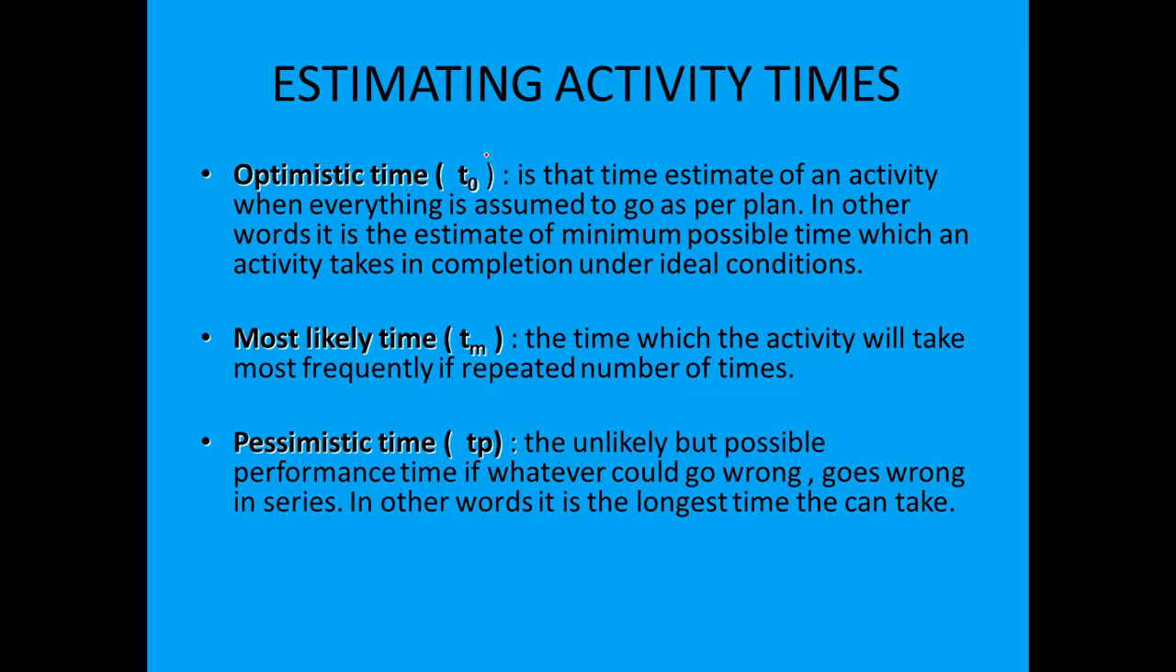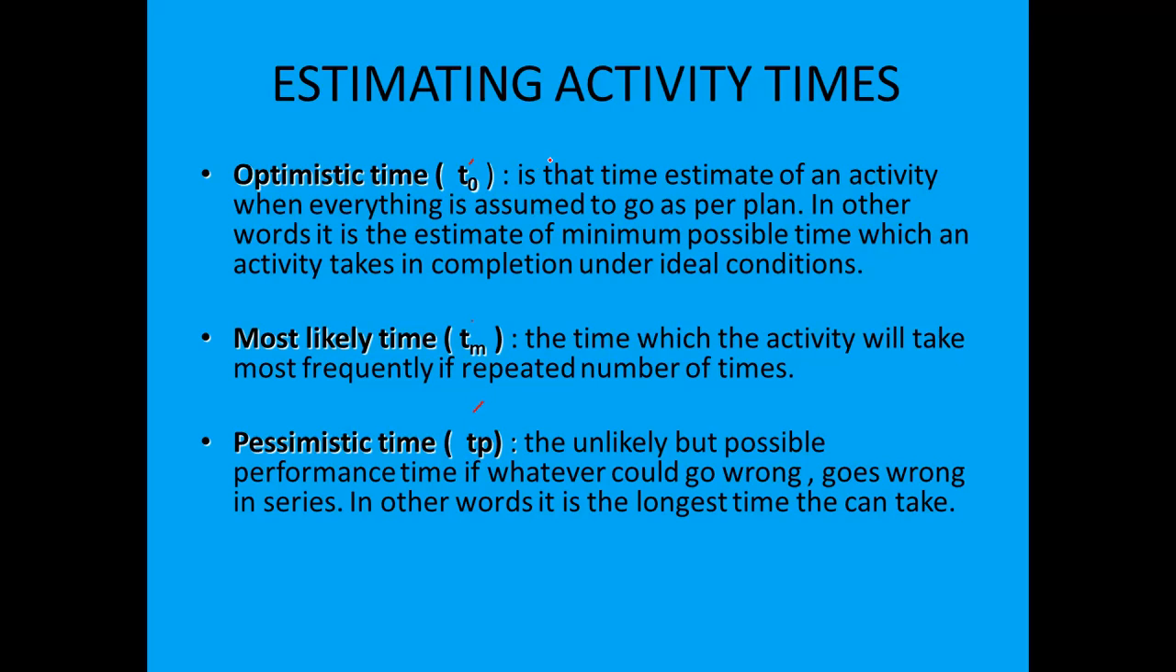So optimistic time is T naught, most likely time is TM, pessimistic time is TP. T stands for time, O stands for optimistic, M stands for most likely, P stands for pessimistic. Understood? So all these formulas, in this theory, definitions there is no need of by heart, but only the formula you should by heart, then the problems will be very easy.